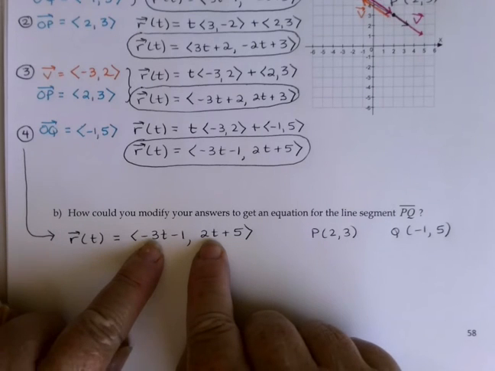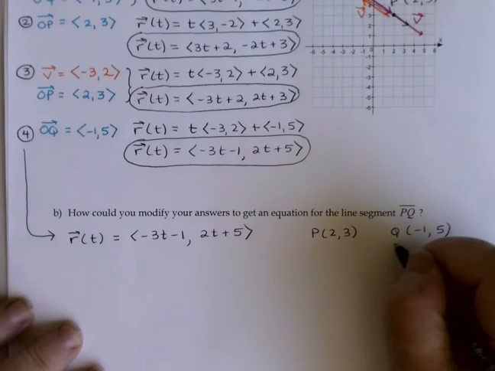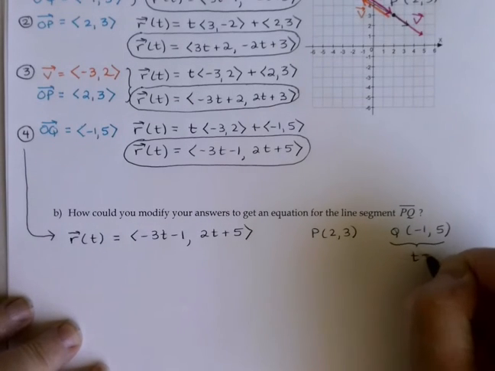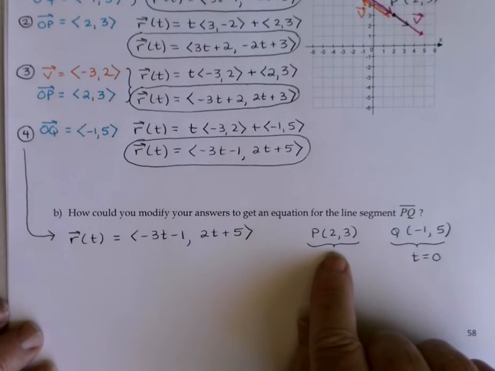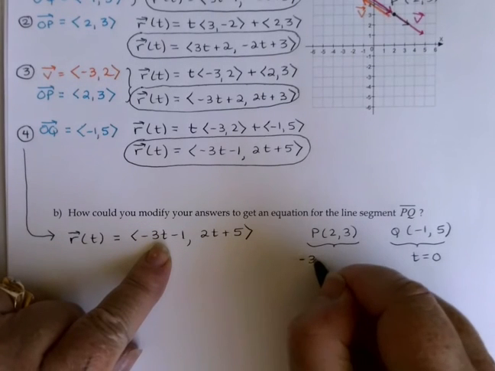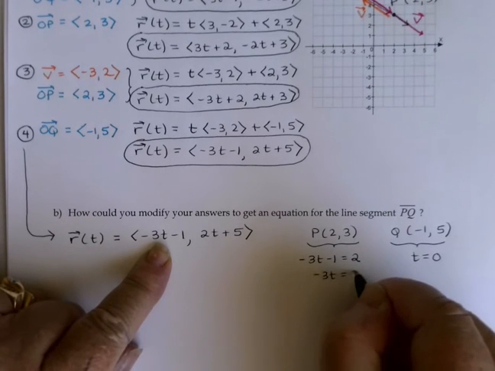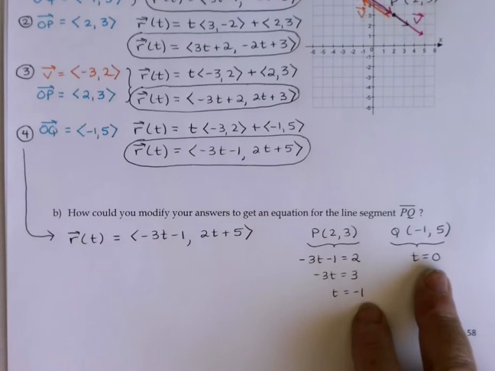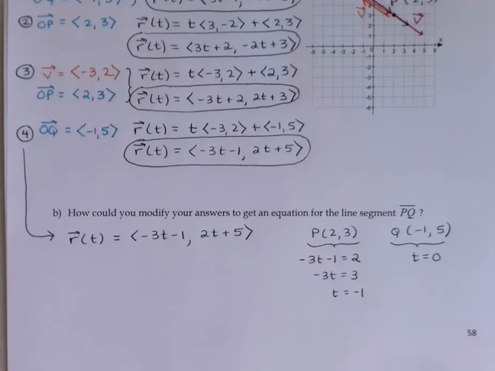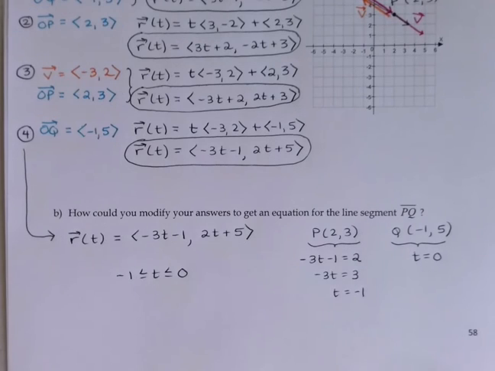Notice that if t is 0, that gives me negative 1, 5, right? So this corresponds to t equals 0. What does this correspond to? Well, let's see. If I set this first one, negative 3t minus 1, the x value, equal to 2, negative 3t would be 3, t would be negative 1. So now that I know the t values that P and Q correspond to, I can limit my t values to negative 1 to 0, and that's going to give me just the line segment rather than the whole line.